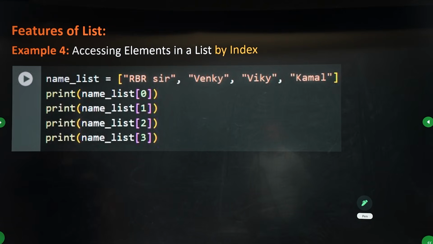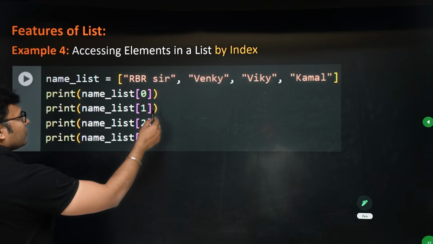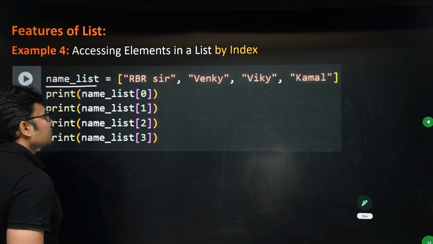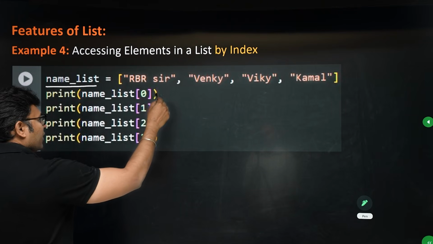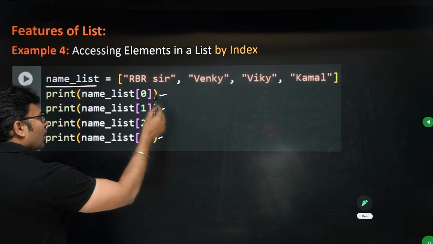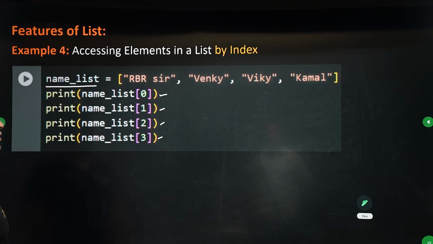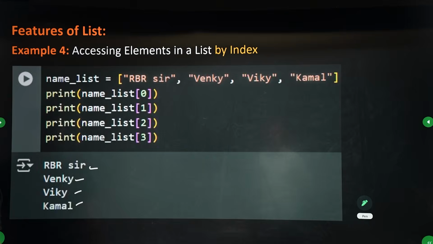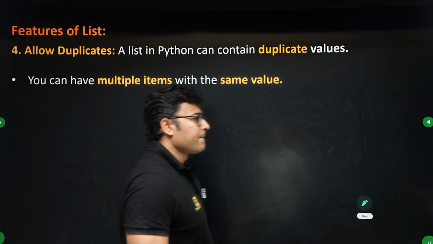Now when you are accessing the elements, you can access them by index. For example, name list is a list containing 4 names, 4 strings. Now if I print 0, 1, 2, 3, all these elements, all these strings will be printed individually. See this, all the 4 elements are printed individually.